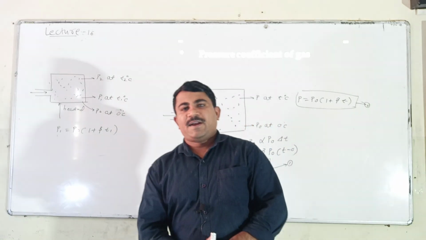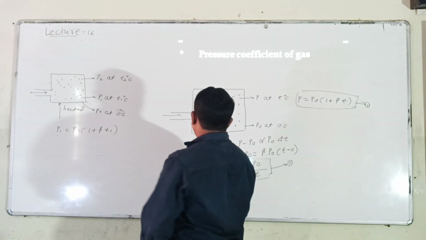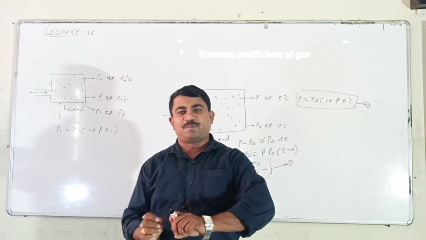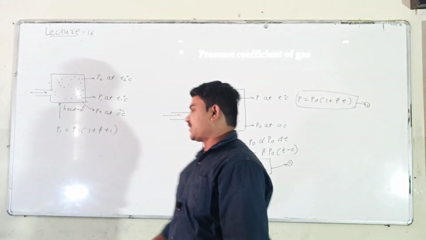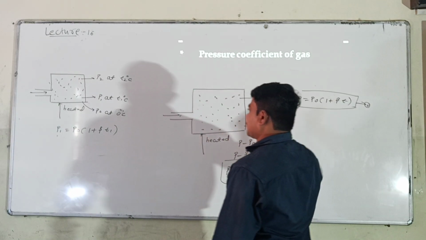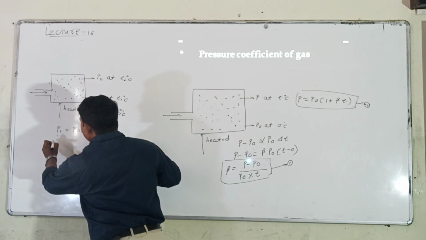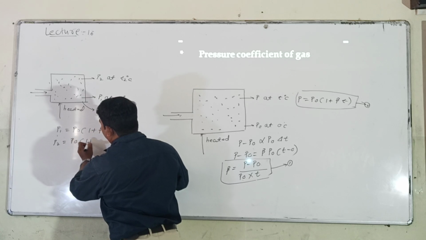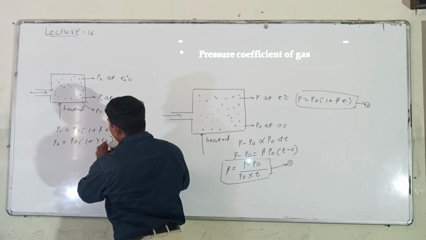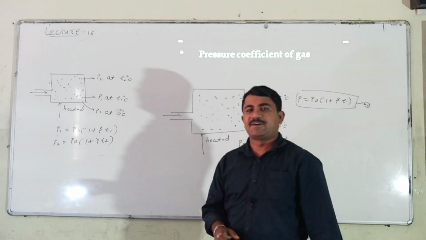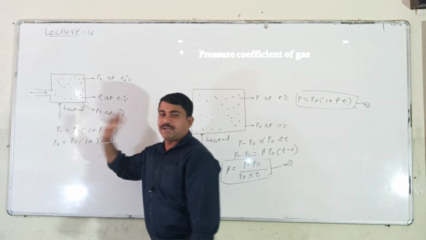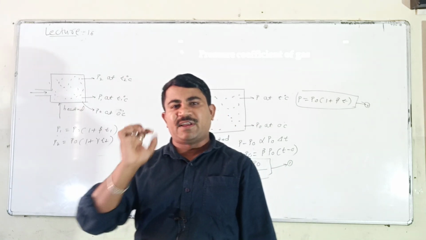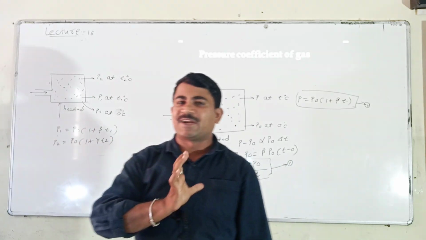Now again, at the P2 pressure and T2 degree Celsius temperature, this equation can be replaced. P can be replaced by P2, and P2 equals P0 into bracket 1 plus beta into T2. Now just divide these two equations, P1 divided by P2, and you will get the coefficient of pressure expansion at the different temperatures T1 and T2 degree Celsius.